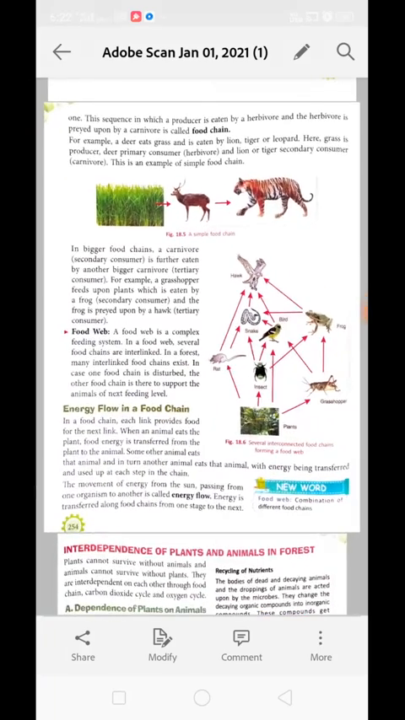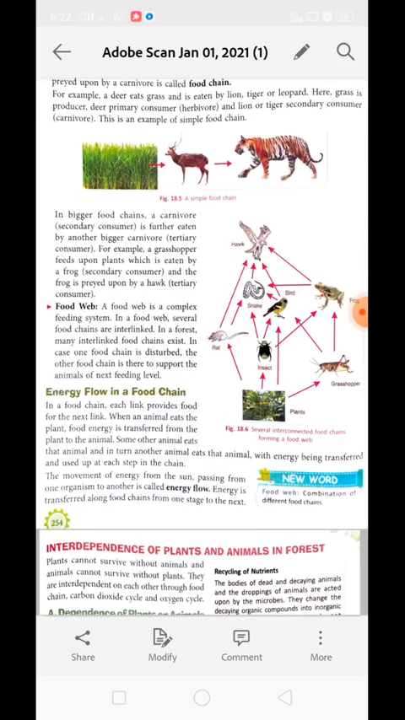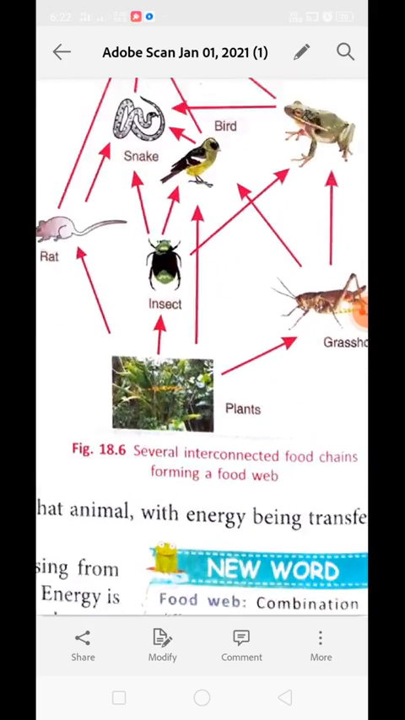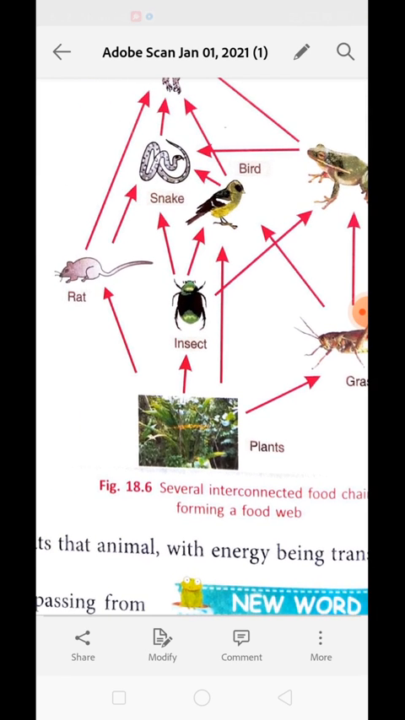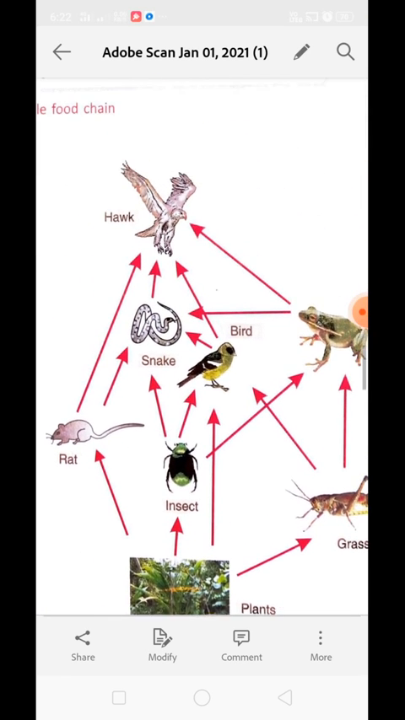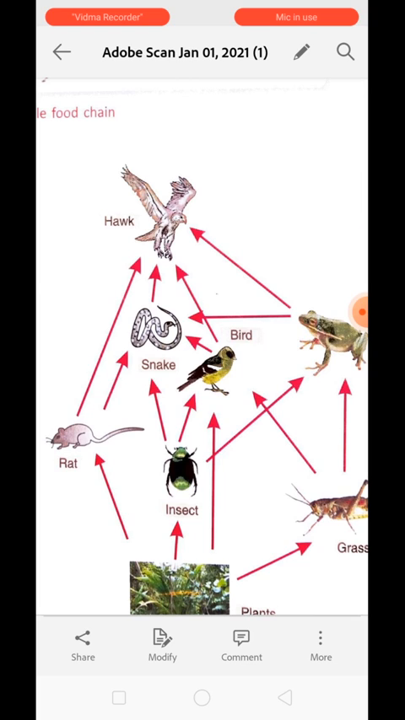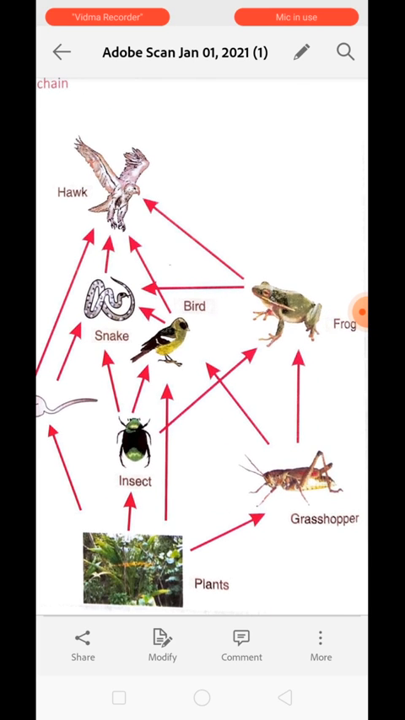Next is energy flow in a food chain. How does energy flow in a food chain? In a food chain, each link provides food to the next link. Just see, plants are providing food for grasshopper, insect and rat, and the rat is providing food for snake and hawk. The insect is providing food for bird and snake, and the grasshopper is providing food for bird and frog.